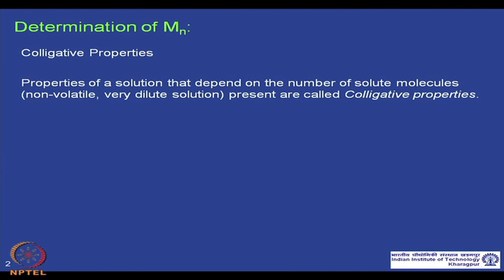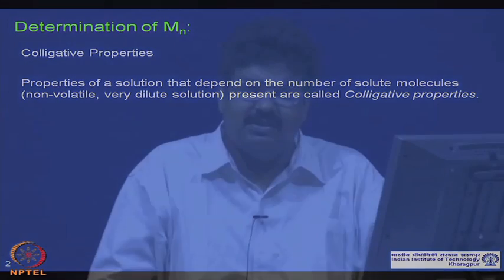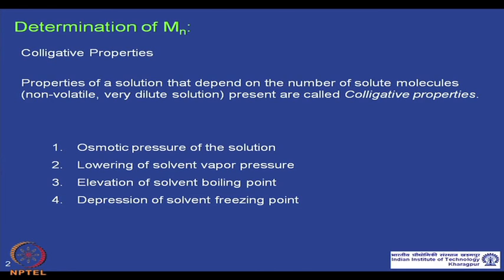All of us know about colligative properties from our physical chemistry knowledge. Colligative properties are those properties of a solution which depend only on the number of solute molecules, provided the solute molecules are non-volatile and we are doing the measurements at very dilute solutions. We know that there are 4 colligative properties: osmotic pressure of the solution, lowering of solvent vapor pressure, elevation of solvent boiling point and depression of solvent freezing point.